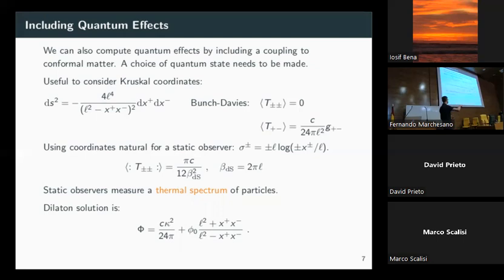So we can use coordinates sigma plus minus that are related to the Kruskal coordinates as follows to express the stress tensor. What we find when we define the normal ordered stress tensor is a result that shows that there's a thermal spectrum of particles. It's proportional to the central charge again, and divided by the inverse de Sitter temperature. So what it means is that when you're working in this Bunch-Davies state, a static observer sees a thermal spectrum of particles. In that case, when you now solve the back-reacted equation of motion, you find the same term as before, but here written in Kruskal coordinates, and you find a shift proportional to the central charge.